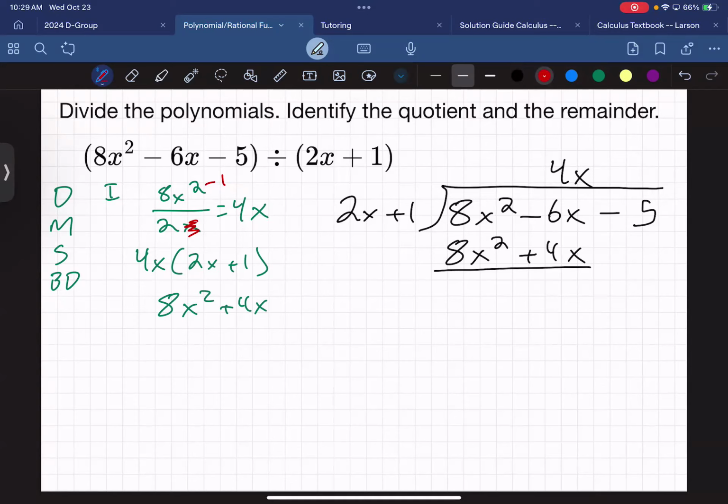Now, we have to be careful here. We're not just subtracting a single term, but a polynomial, right? So technically speaking, I should have parentheses here. Which means, what do I need to do with the subtraction? The way that I like to handle that is to go in there and show that you're changing your signs.